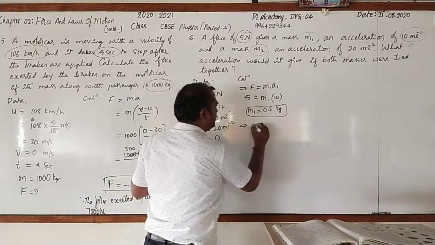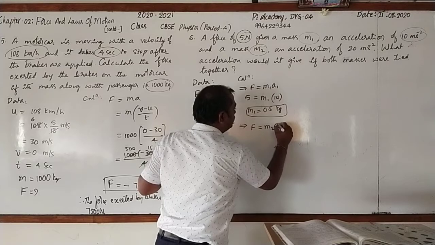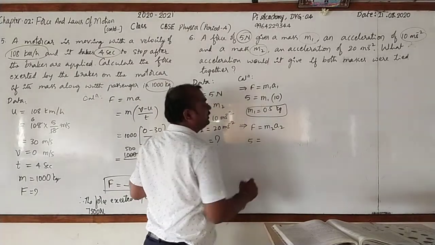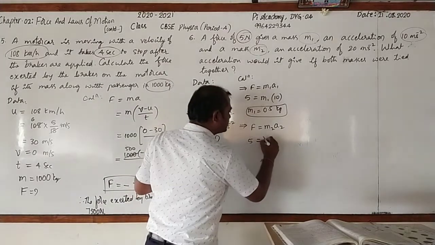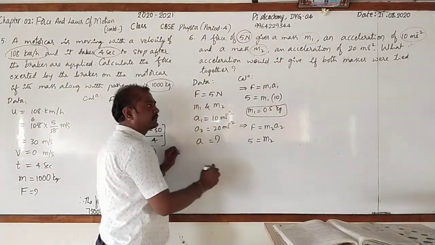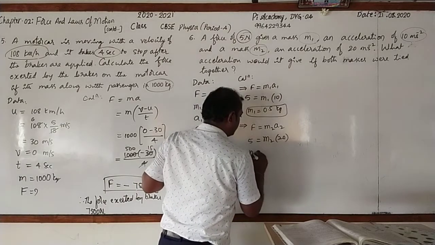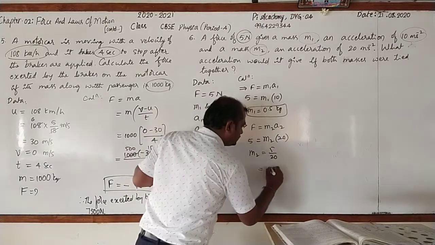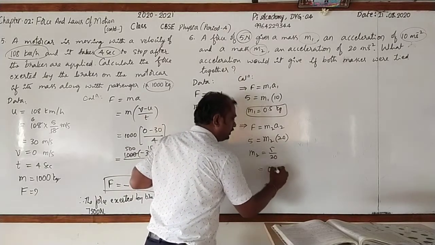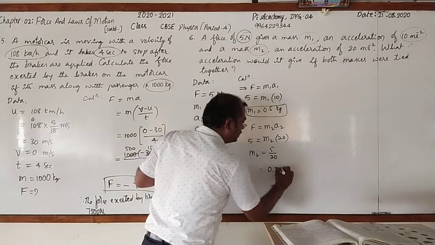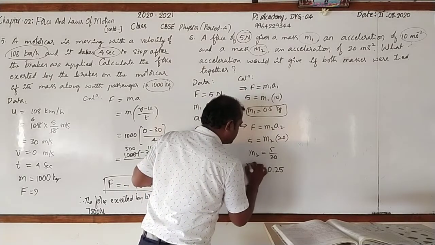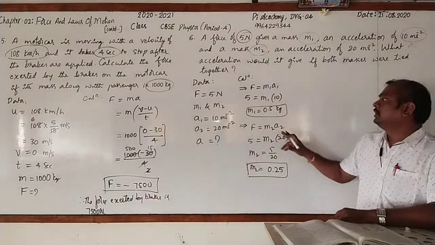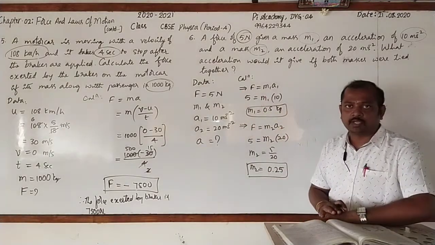Next, F is equal to m2 into a2, right? Then the force is 5 Newton and m2 is unknown, whereas acceleration is 20. So m2 is equal to 5 by 20. This is equal to 0.25. 20 2s are 40, 10 will remain, 100, 25. So m2 is 0.25. Got it? So the mass of the first body and the second body are both known.